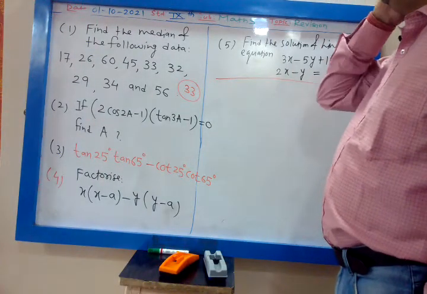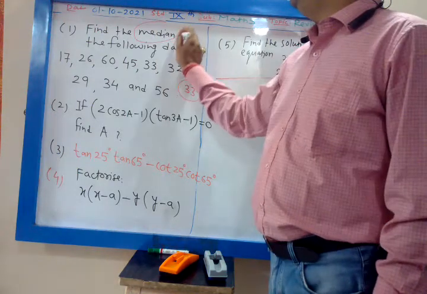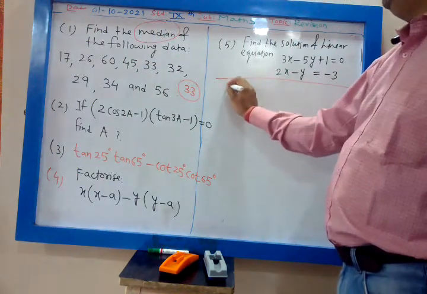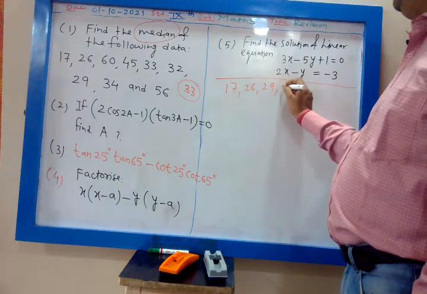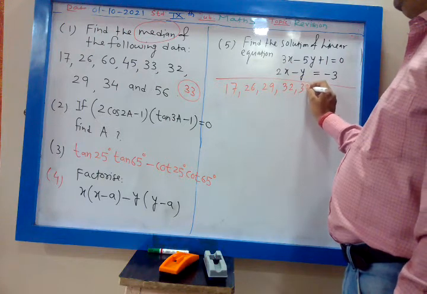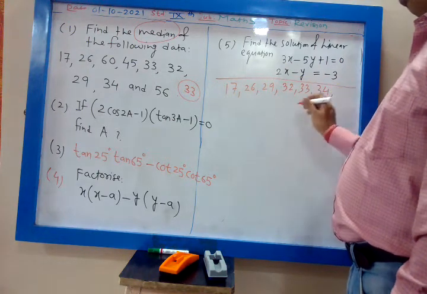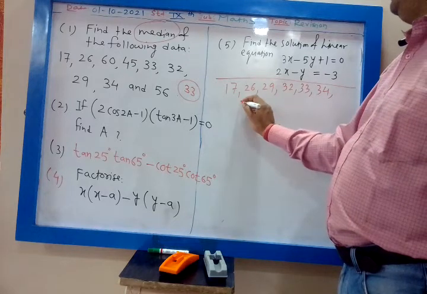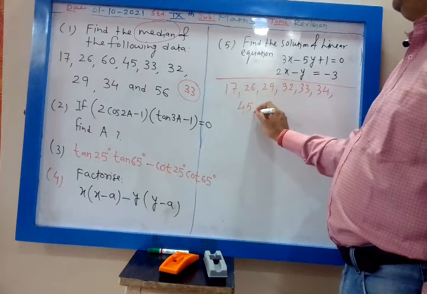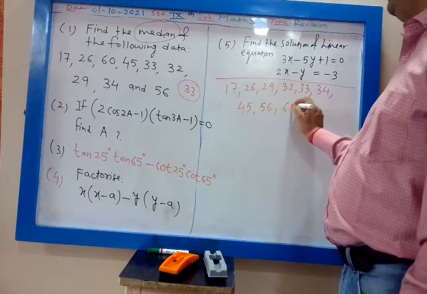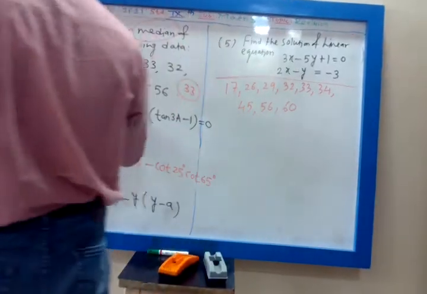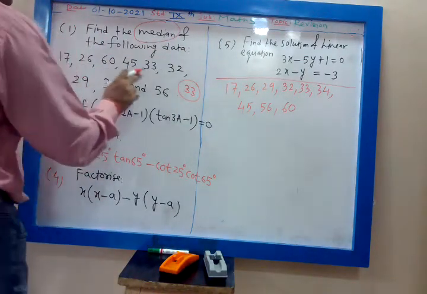Whenever it is find median, you arrange the data in ascending order. So 17, 26, 29, then 32, 33, 34, then 34, then 45, then 56, 60. Let us see how many data is given. 1, 2, 3, 4, 5, 6, 7, 8, 9. N is 9. 9 is an odd number.